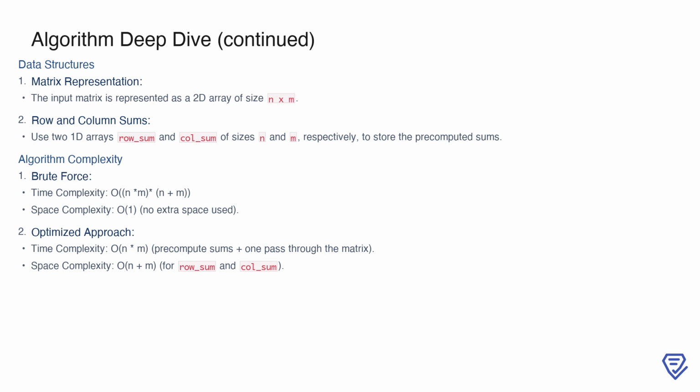When analyzing the complexity, the brute force approach has a time complexity of O(n*m*(n+m)), due to the repeated row and column checks for every cell, and it uses O(1) extra space. In contrast, the optimized approach has a time complexity of O(n*m), because it combines the pre-processing step and a single pass through the matrix. Its space complexity is O(n+m), due to the additional storage required for row_sum and col_sum. Thus, the optimized approach provides a significant improvement in time efficiency, making it well-suited for larger matrices.